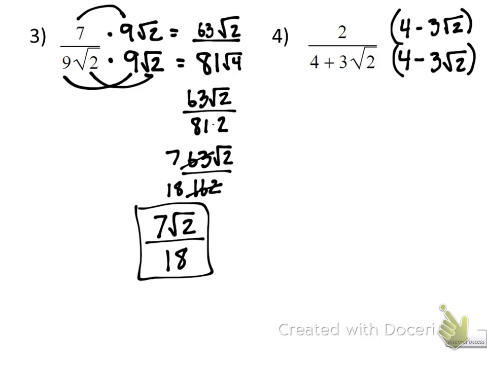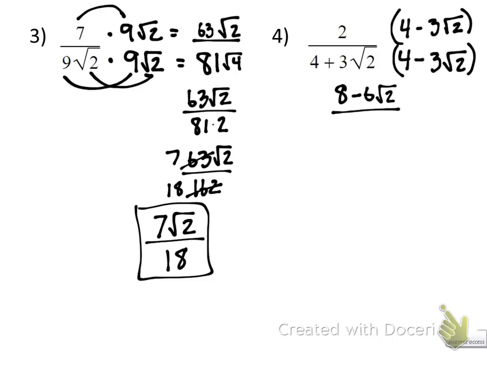Okay? Now, in this example here, we need to multiply the numerator with this binomial. So 2 times 4 is 8. 2 times negative 3 is negative 6. And since this negative 3 is being multiplied with the 2, you have to bring this across. You have to have this rad 2 here. Okay? There's no other radicals to multiply.